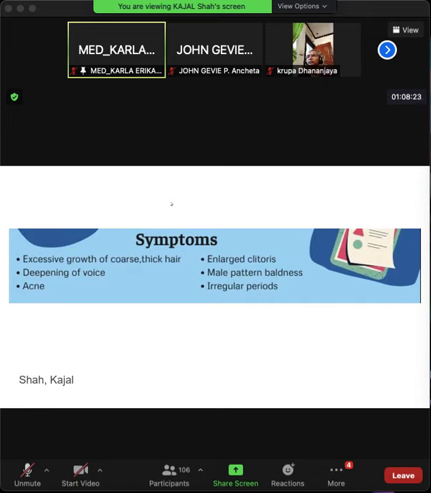For the symptoms, there is excessive growth of terminal hair instead of fine hair in the area where there is not usually growth of hair, and the deepening of voice, acne, enlarged clitoris can be present, and there is needle pattern baldness, and irregular periods can also be there.